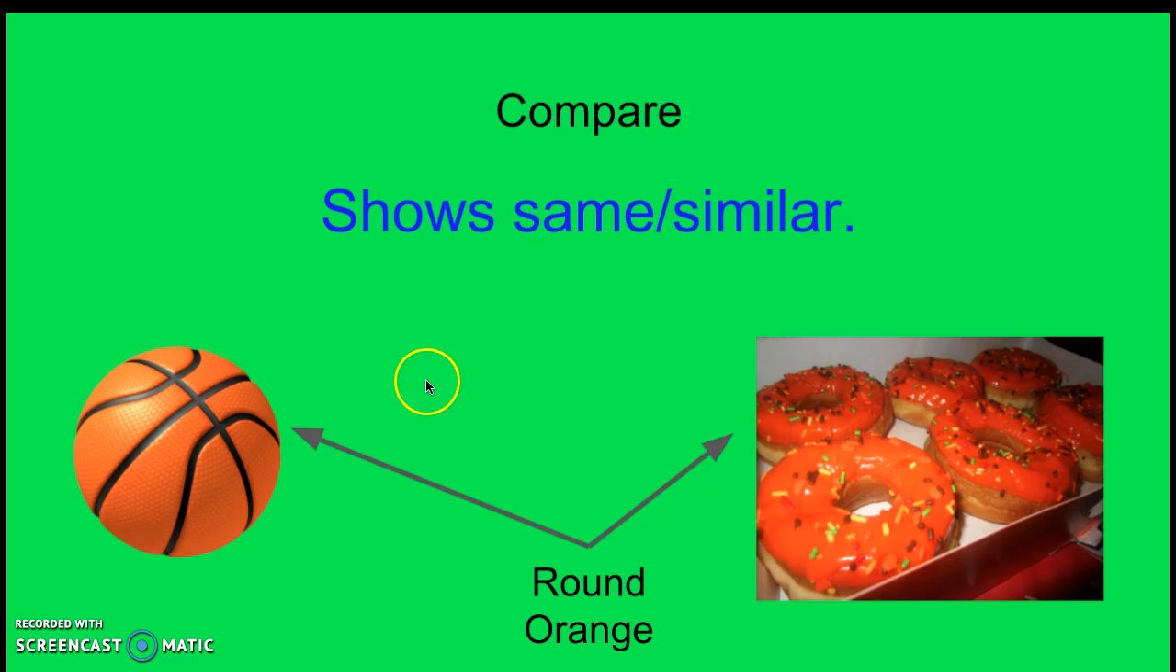So we have a basketball and we have donuts. Let's compare the two. Look for things that are similar. Well, they are both round and they are both orange. That is what they have in common. So we just compared the two. Pretty simple.